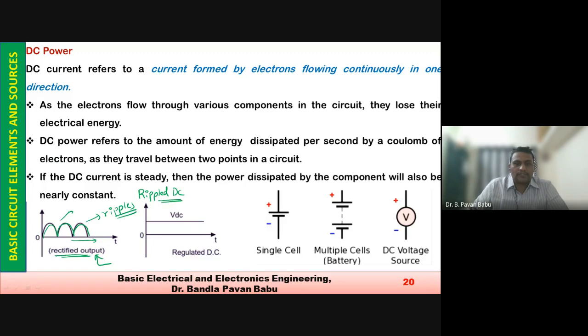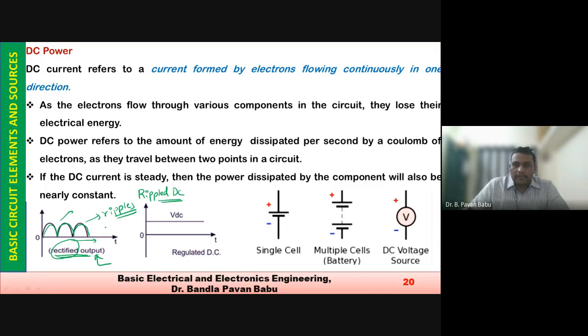This is actually the rectified output. While we are converting the power from one form to another, if the output is DC, that DC will not have these characteristics. That DC will be rippled DC. Again, we go for a stabilizer and we make the regulated DC like this.